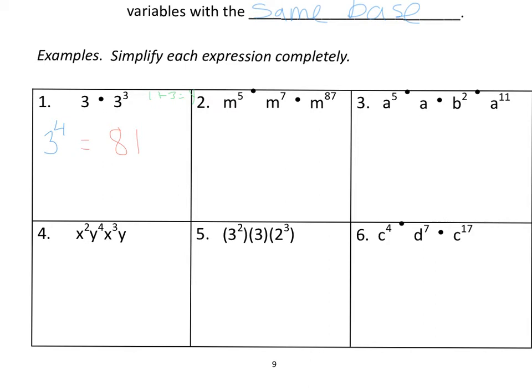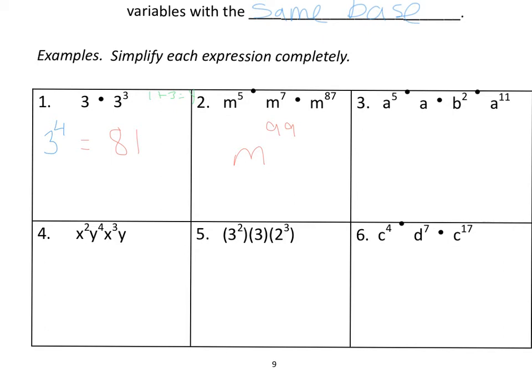Taking a look at the second one, m to the 5th times m to the 7th times m to the 87th. Hopefully you've noticed that it's going to be 5 plus 7 plus 87, meaning we get m to the 99th power.